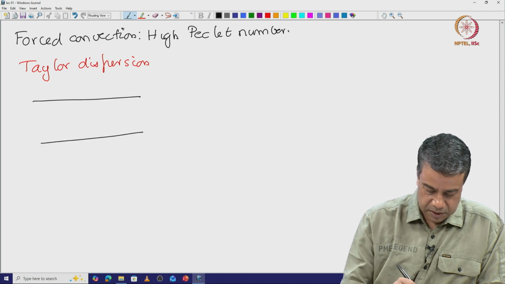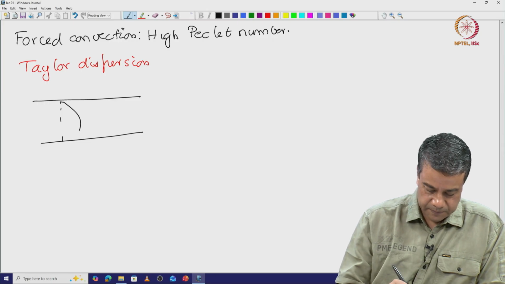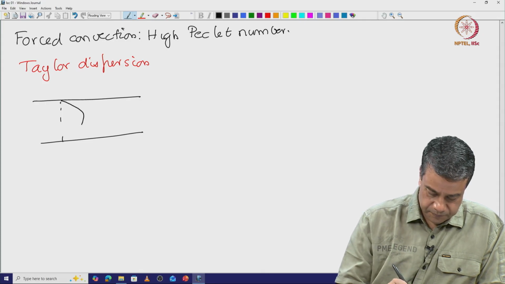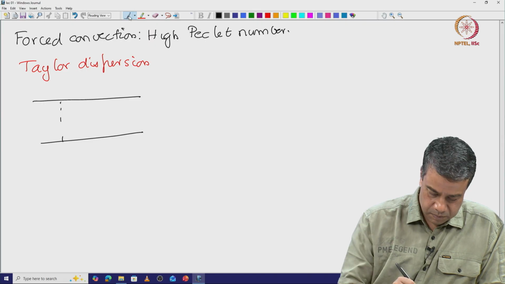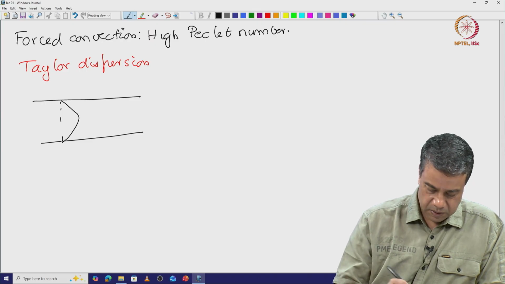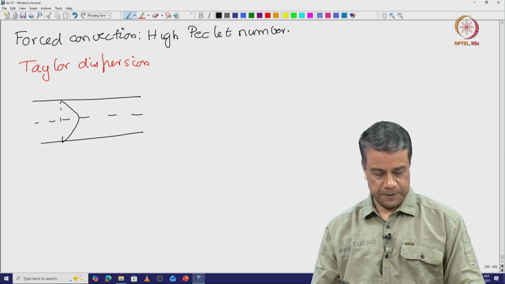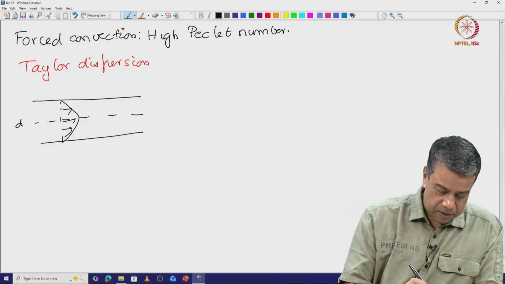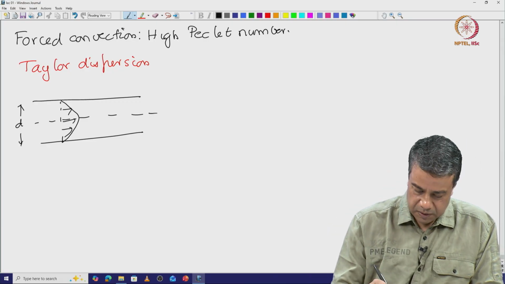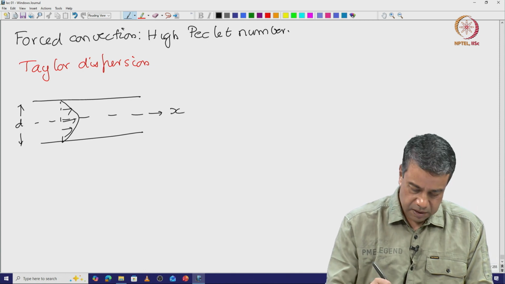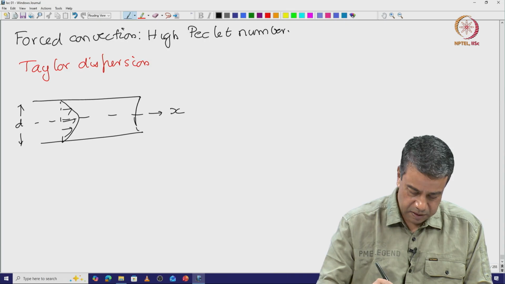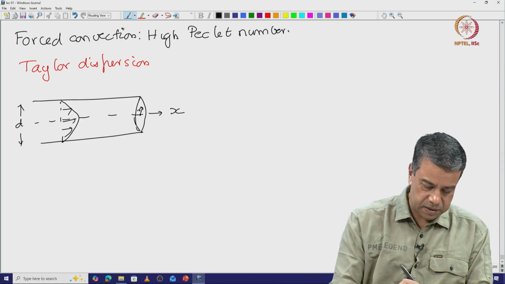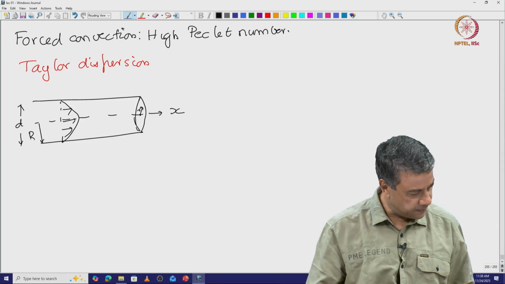You have a pipe in which there is a velocity profile. Let me draw that better. Some velocity profile, it should be axisymmetric, of diameter d. I will call the streamwise the x direction. The radial direction is in the cross section. And the radius is 1/2 of the diameter, which I will call r.